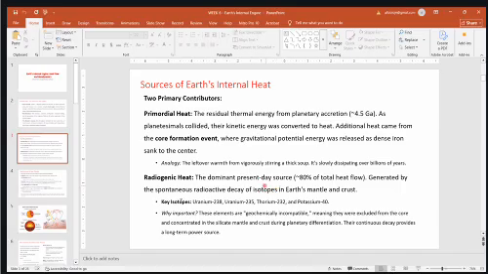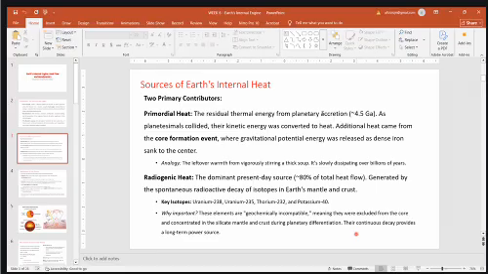These materials are uranium, thorium, and potassium. It could be uranium-238 or 235. This is important because these elements are geochemically incompatible, meaning that they are excluded from the core and concentrate in the silicate mantle and crust during planetary differentiation. Their continuous decay provides a long-term power source.